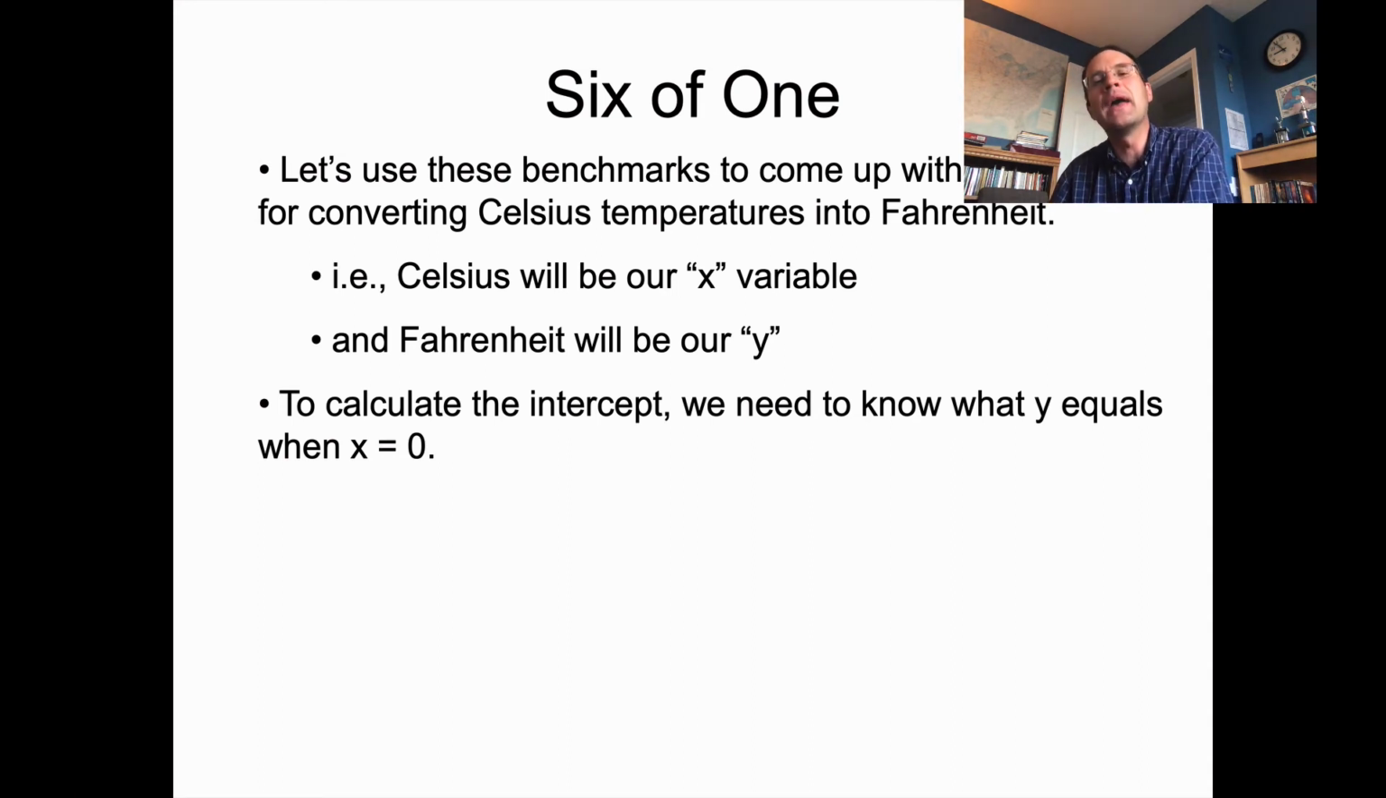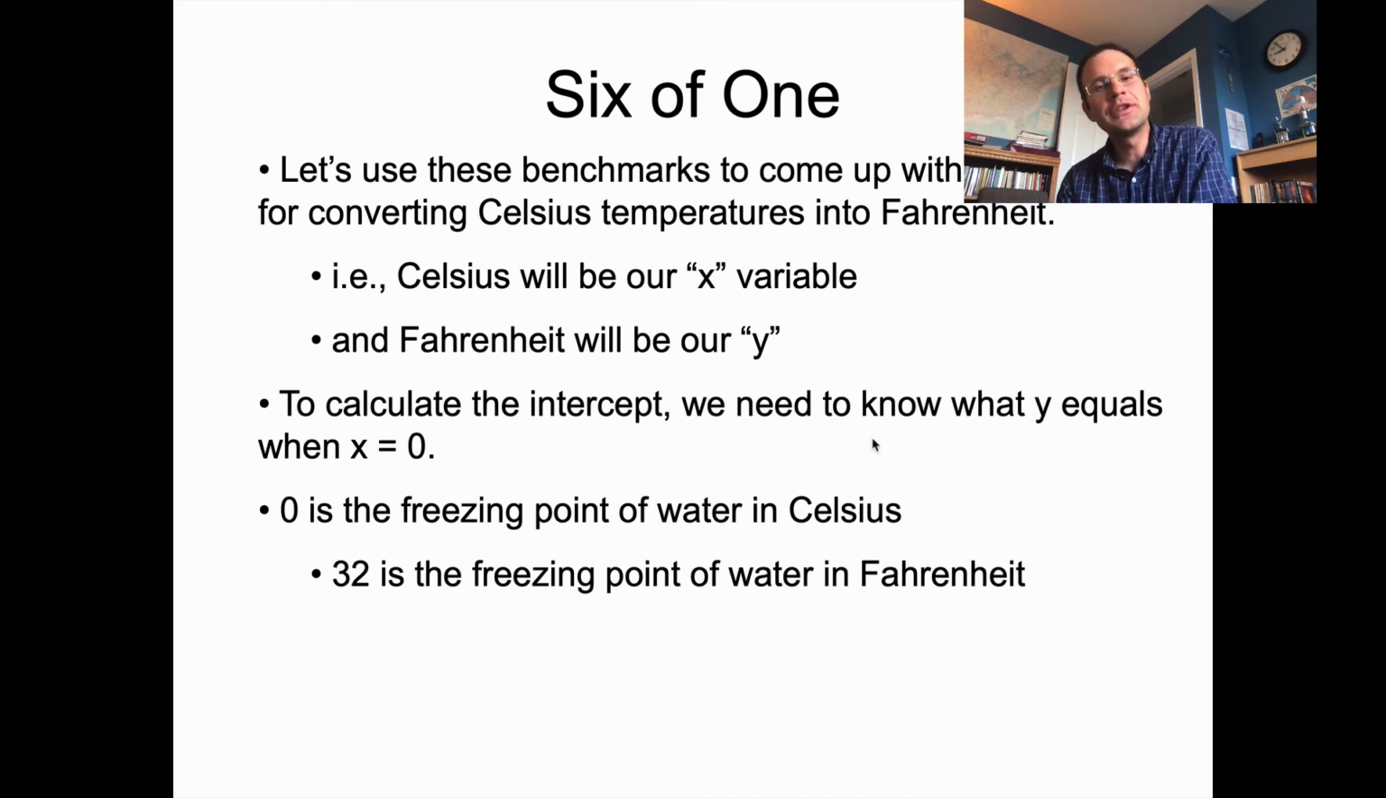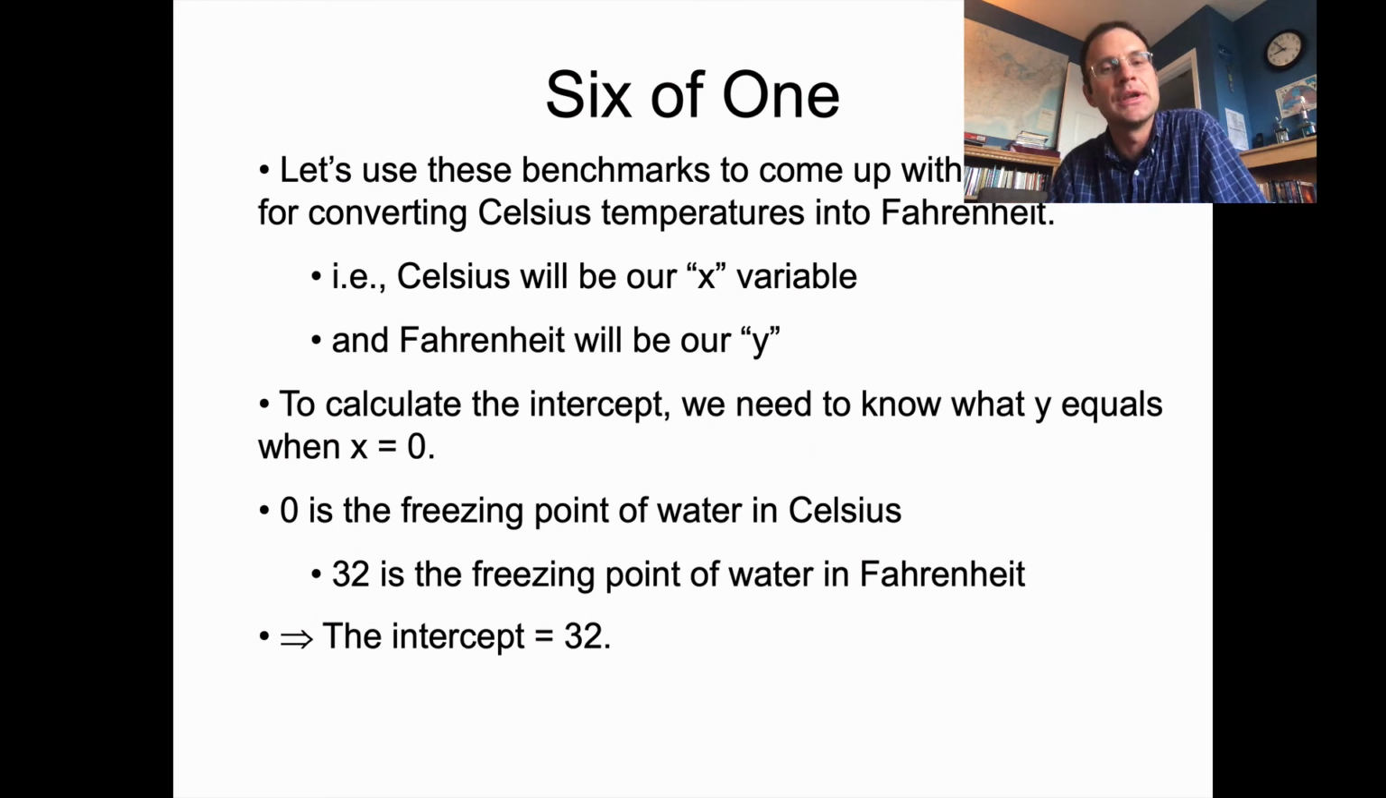Okay, so to calculate the intercept, we want to know what Y equals when X equals 0. And I kind of already told you that on the previous slide. When X equals 0, when the temperature in Celsius is 0, that's the freezing point of water. And we know now that when water is at the freezing point in Fahrenheit, it's 32 degrees. So 32 is going to be our intercept in our linear equation. Okay, so that problem was easy to solve. The other half of this that we have to worry about is what's the slope of our equation. And for that, we need to know, for each change of 1 unit in Celsius, how much does the temperature change in Fahrenheit?